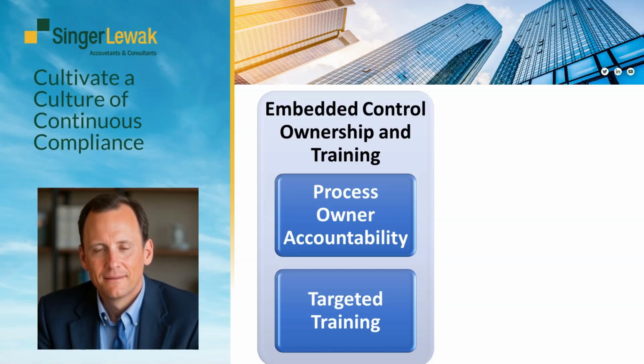Actionable strategy 8, embedded control ownership and training. Hold process owners accountable. Clearly define and enforce that control execution is an operational responsibility, not an audit responsibility. The process owner owns the control, the execution, and the evidence.